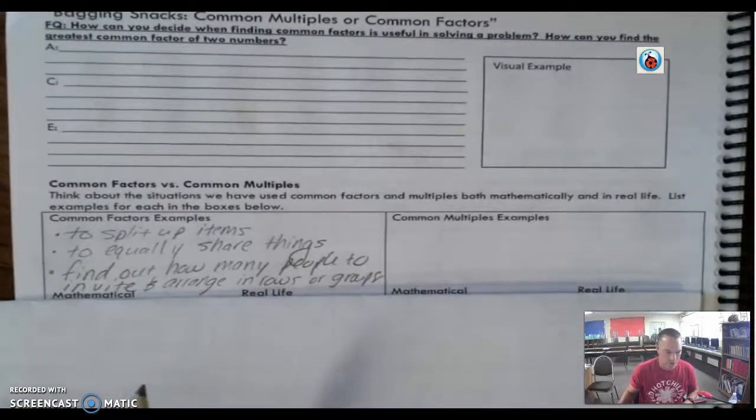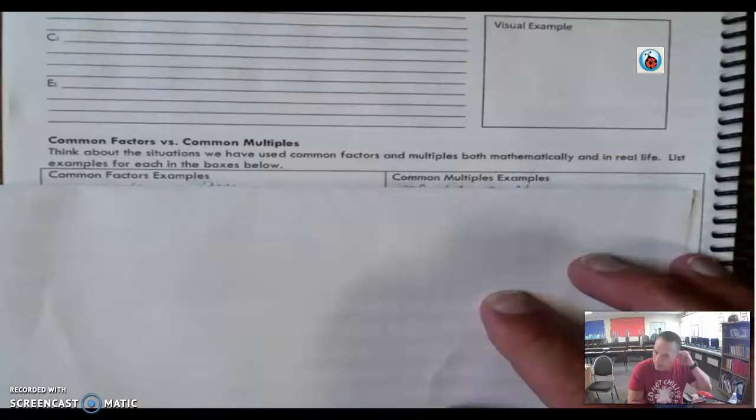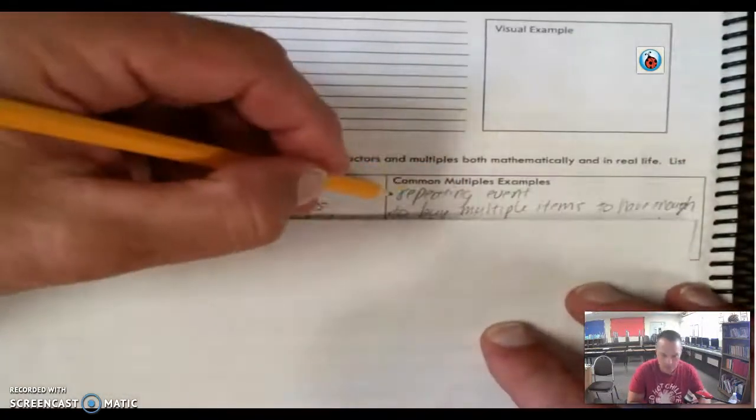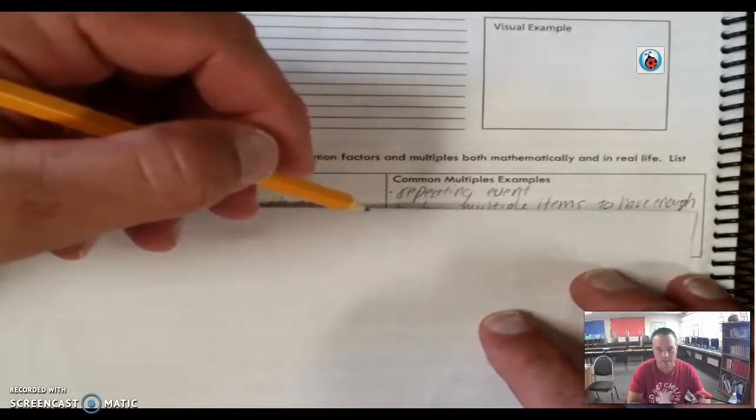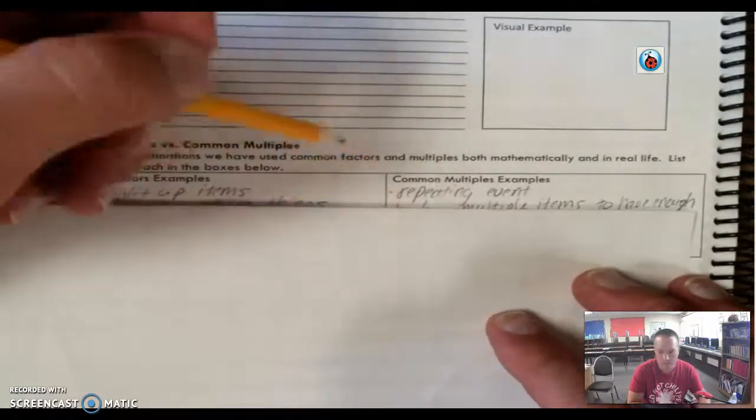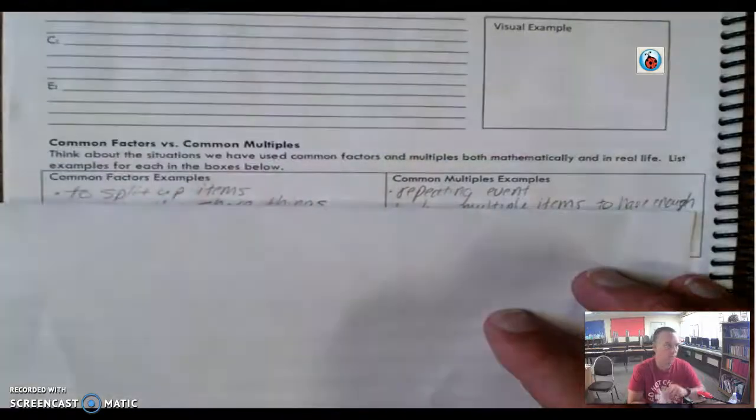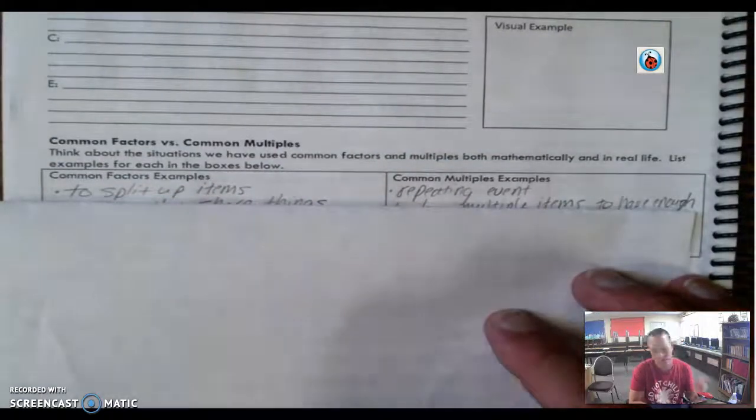So what about common multiples? Go ahead and put some thoughts down for that. Look back in the book and find. Okay, so common multiples are repeating events. This would be like the cicadas coming back. This could be comets returning when planets are close to the Earth. These are all things that repeat events.